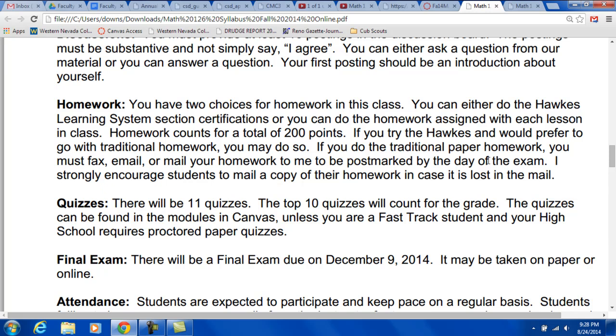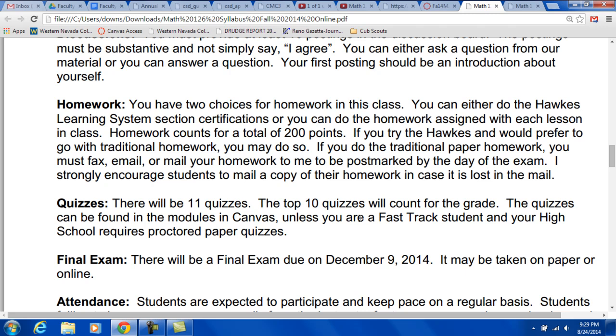Or I shouldn't say the day of the exam, it's the due date in the syllabus. Anyway, mailing is not the best option. I prefer a digital copy. That way I can look at it, and I don't need to keep it on record. It's homework. I'd like you to have copies of your homework to study with. I strongly encourage students to mail a copy of their homework in case it's lost in the mail, but I really encourage you to upload it inside of Canvas.